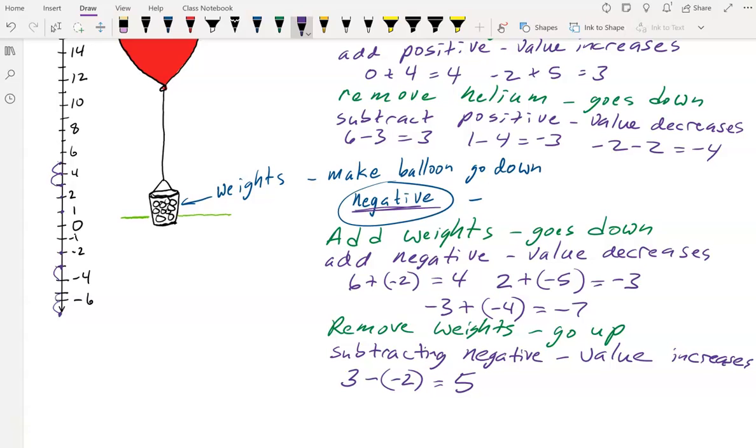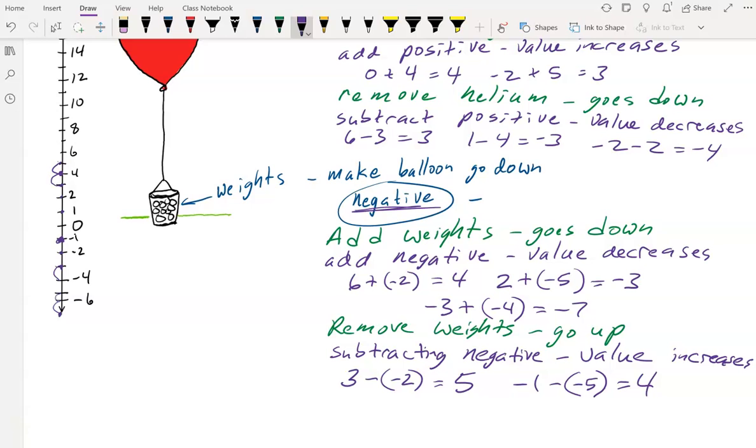Now let's say that it's sitting at -1. Let's say it's floating just below the table at -1. And we are going to take away 5 negatives. That means it's going to go up 5 units. So sitting at -1, it's going to go up 5 units. 1, 2, 3, 4, 5. Right up to +4.